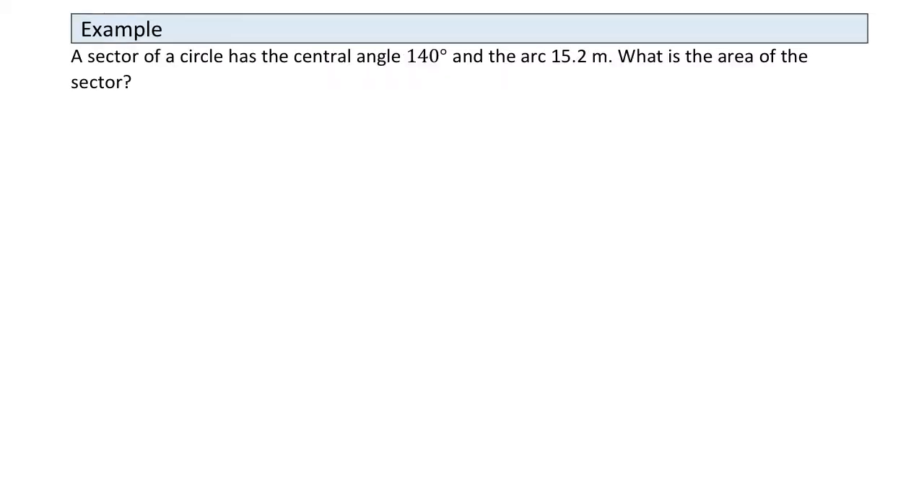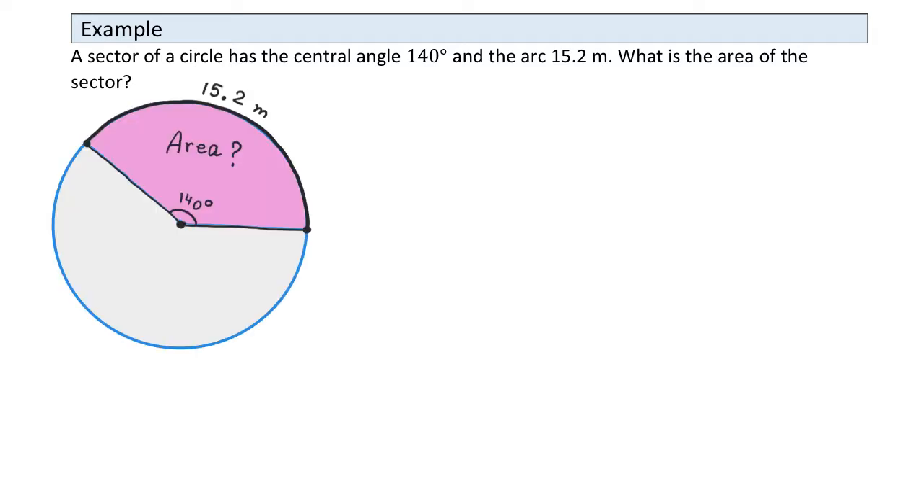In this example, a sector of a circle has the central angle of 140 degrees and the arc of 15.2 meters. What is the area of the sector? Let's start by drawing a circle. So here we have the circle. The length of the arc is 15.2 meters and the angle is 140 degrees. We have to find the area of this sector.